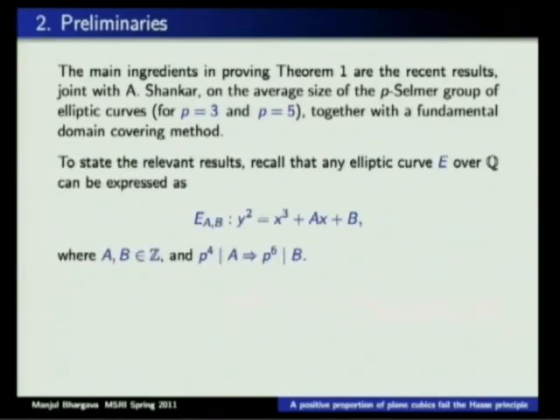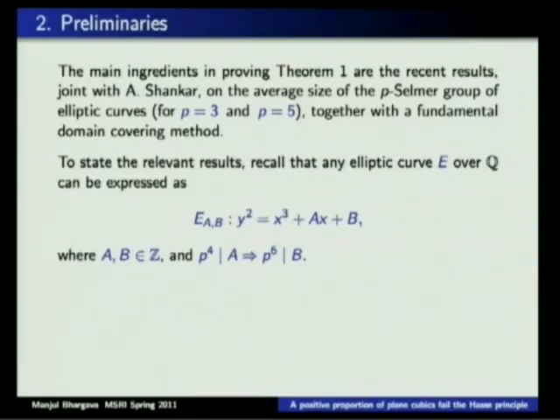recall that any elliptic curve over Q can be expressed as E_{a,b}: y squared equals x cubed plus ax plus b, where a and b can be chosen to be integers, with the property that if p to the 4 divides a, then p to the 6 divides b. So every elliptic curve E over Q can be expressed in this form.